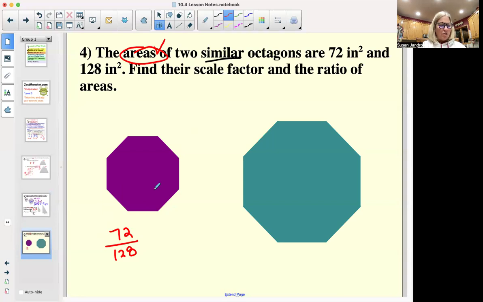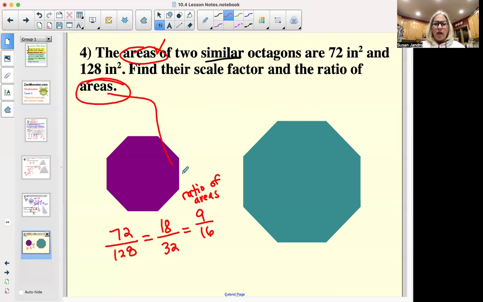Okay, remember the next thing we want to do is reduce that. So let's see. I'm going to try taking 4 out of both of them. So 72 divided by 4 is 18, and 128 divided by 4 is 32. Ooh, I can reduce more. I can cut 18 in half and get 9, and I can cut 32 in half and get 16. Okay, so this is the ratio of the areas. It asks for the ratio of the areas, so that's our answer, 9/16.